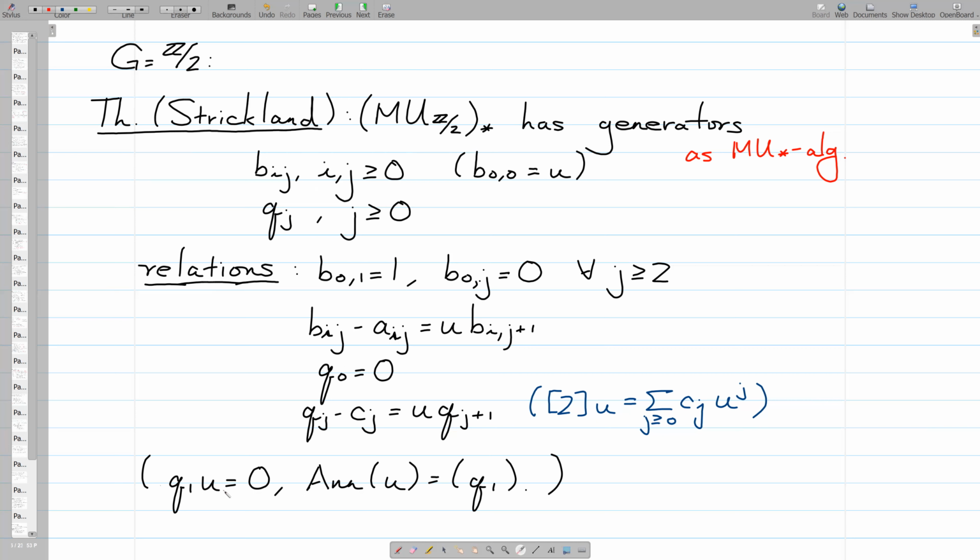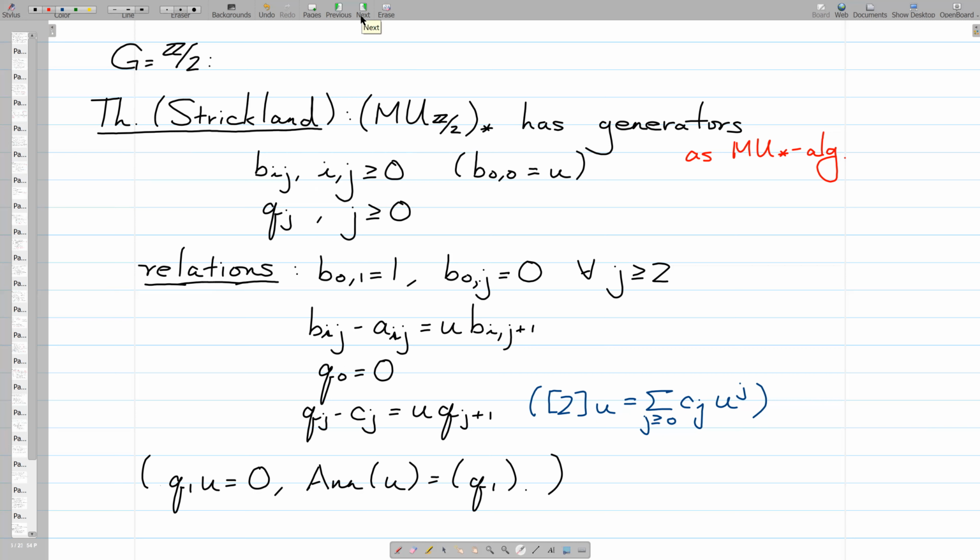Notice that c_0 is 0 because a 2-series does not have a constant term. So when j is 0, this relationship just gives you q_1 U is 0. So U in particular is a zero divisor here. And in fact, it's annihilated precisely by this q.